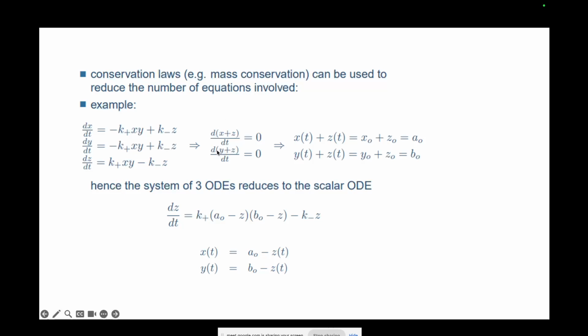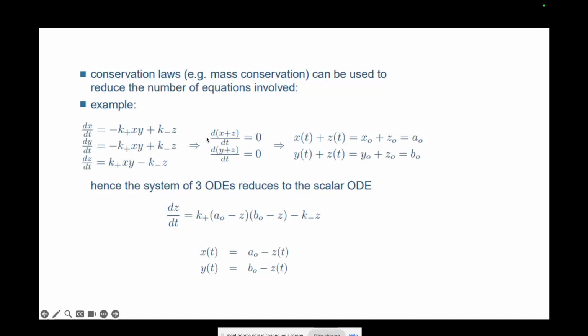Now, if you consider this, what it means is d/dt of x plus z equals 0, and d/dt of y plus z equals 0. If you expand this, this is what it becomes. Just a second. Yes, if you replace x here, this is the last equation, dz/dt equal to k plus x y minus k minus z. Now, if you replace x and y with a naught minus z and b naught minus z, these will come from here.